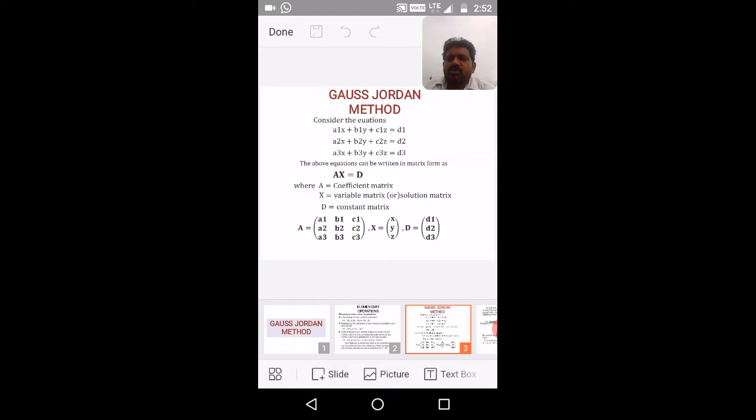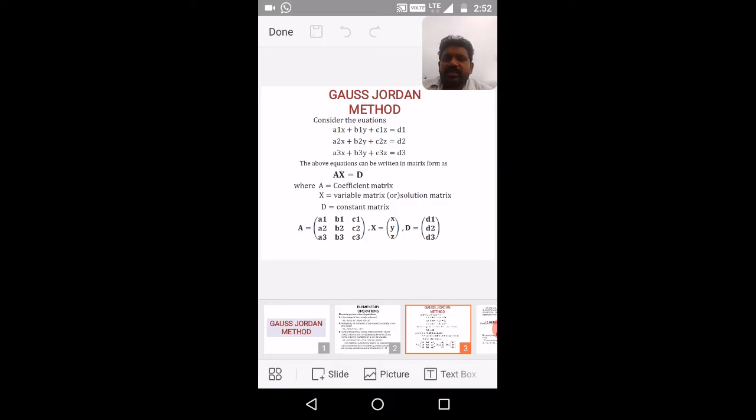So the coefficient matrix capital A: the coefficients of x, y, z in each equation will be put in the same row. That is, the coefficients of x, y, z in one equation will be taken as one row. Similarly, the second equation's coefficients will be the second row, and the third equation's coefficients will be the third row, like that.